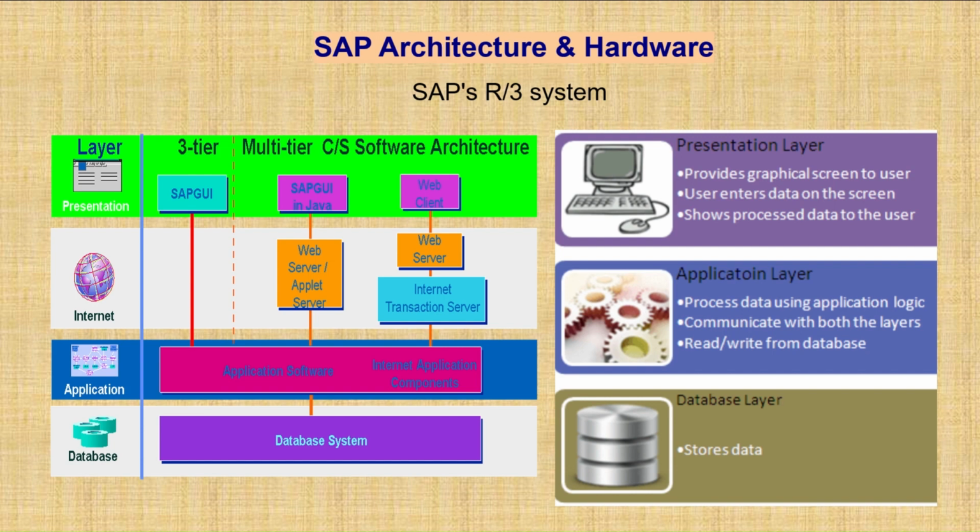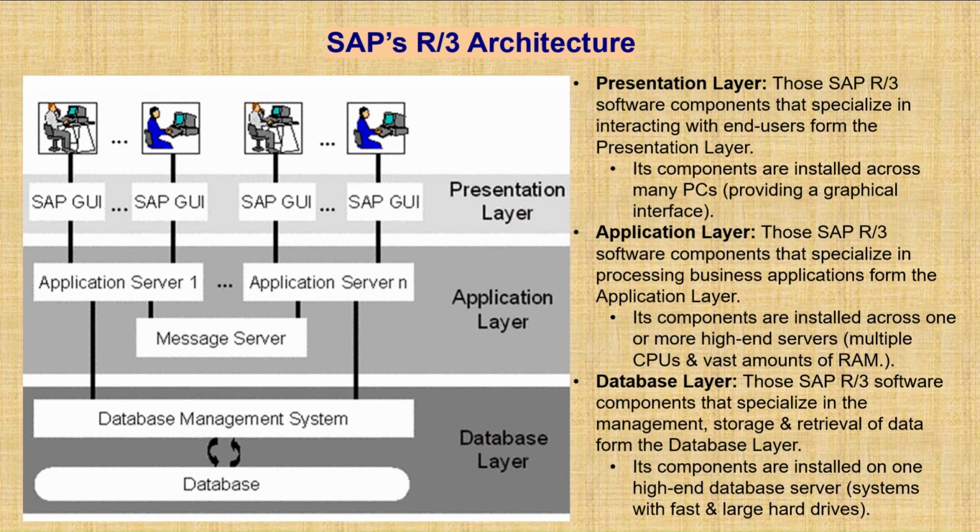In SAP, the database at present we are using is HANA, SAP's own database. Previously, we were using SQL or Oracle in the ECC version. The layer between the presentation layer and the database layer is called the application layer. The application layer communicates between these two layers. If the RAM is high, then the processing will be faster. All this complexity comes in this part.